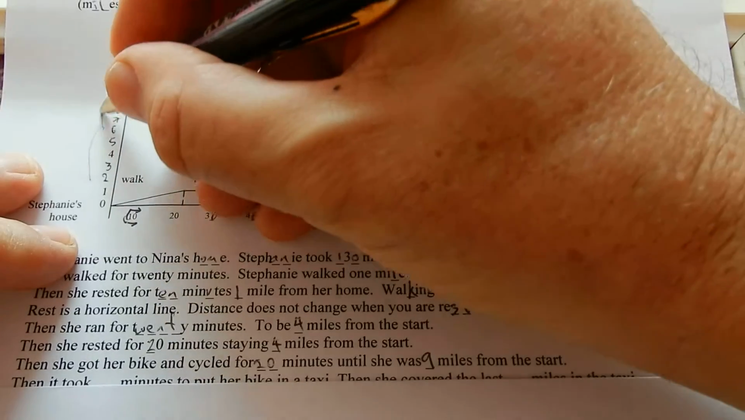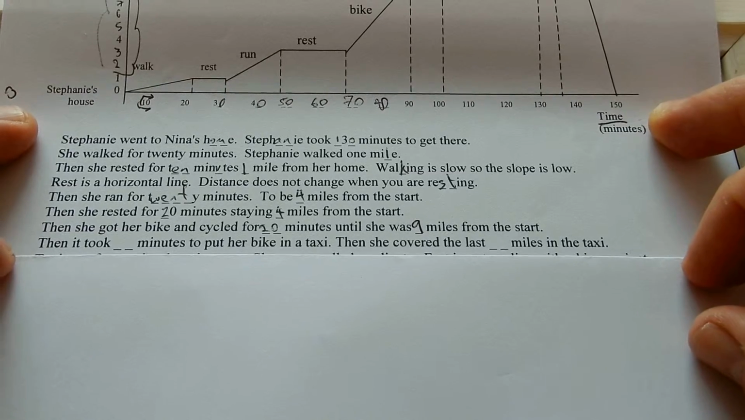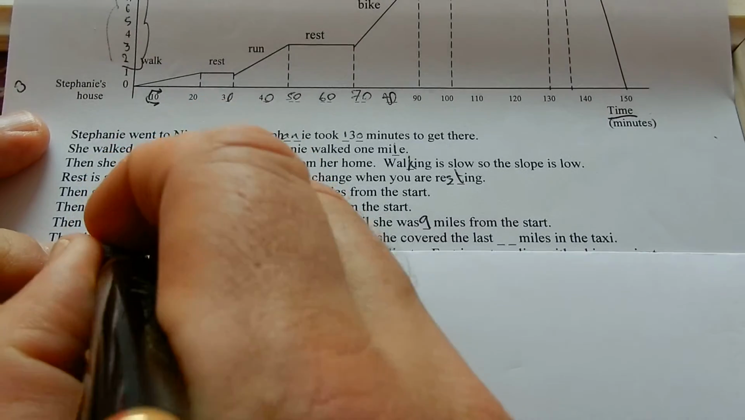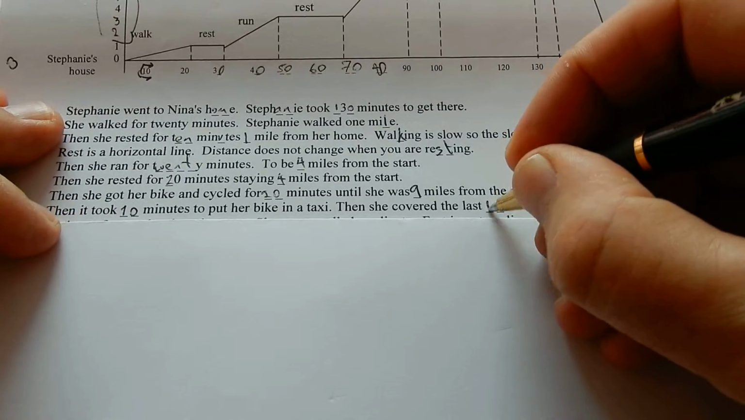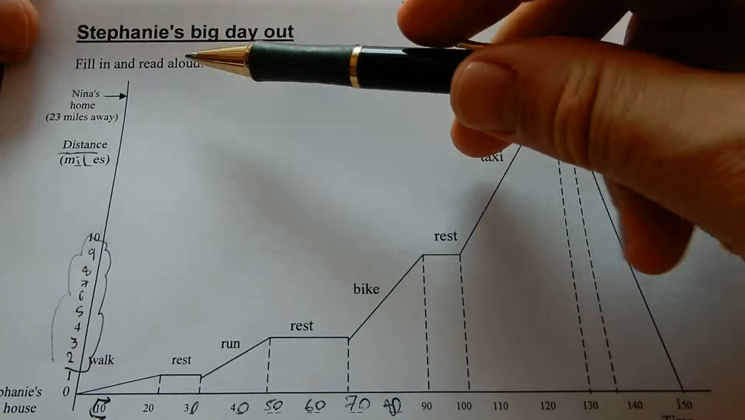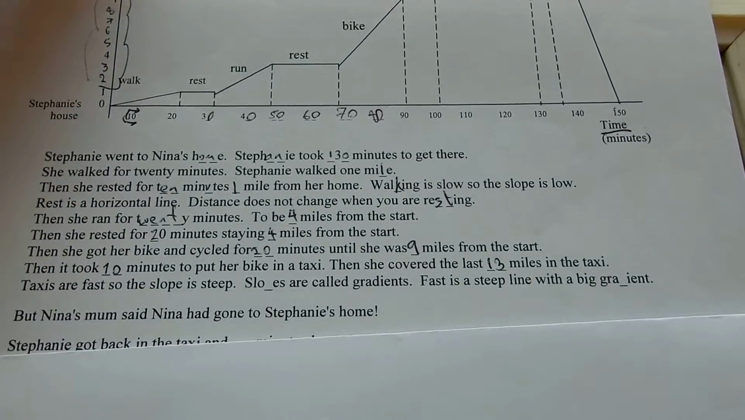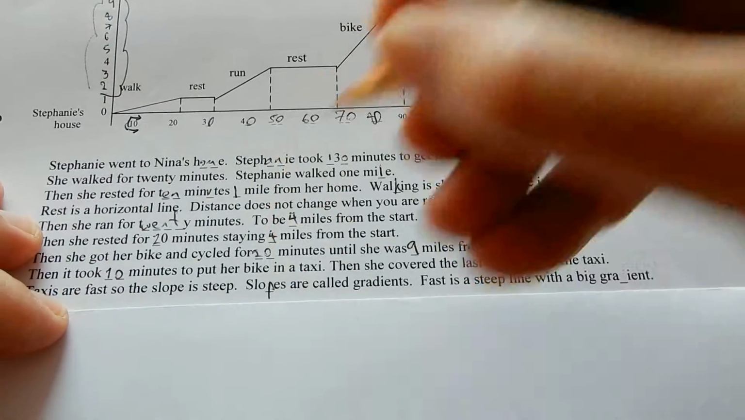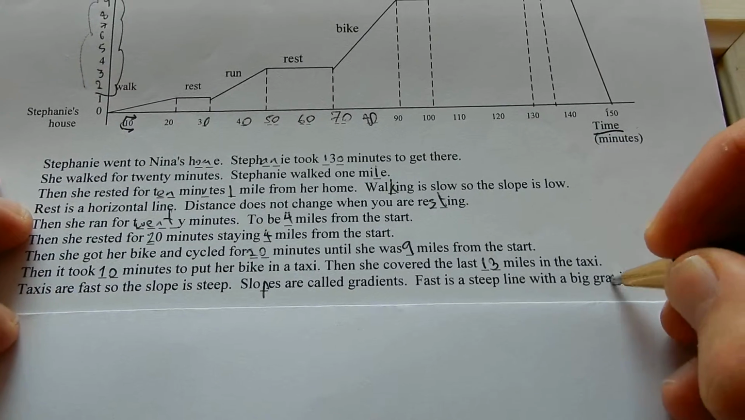I think we should have all of those put in from the start. Then it took how many minutes to put a bike in a taxi? 10 minutes. Then she covered the last 13 miles in the taxi because it's 23 miles away to get to Nina's home. Taxis are fast, so the slope is steep. The slopes are called gradients. Fast is a steep line with a big gradient.